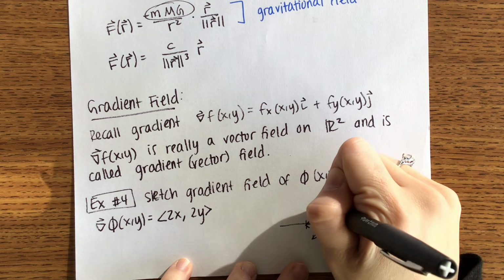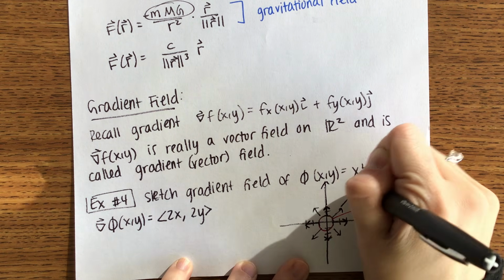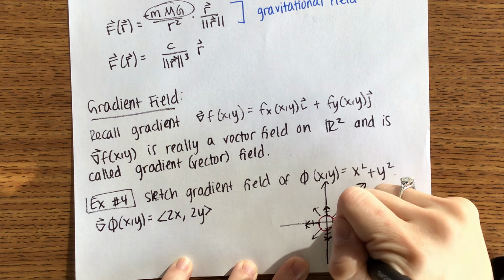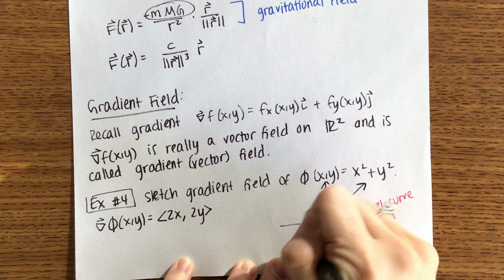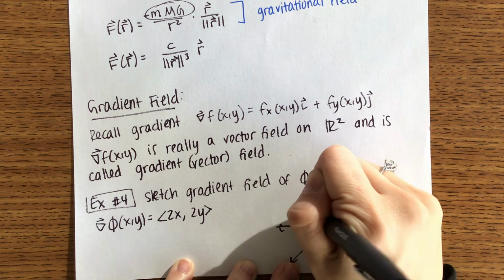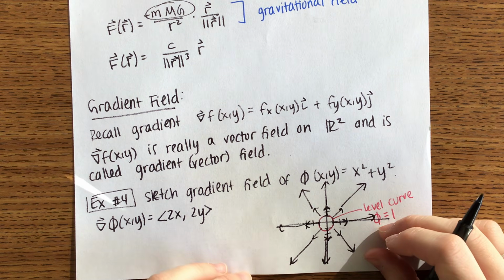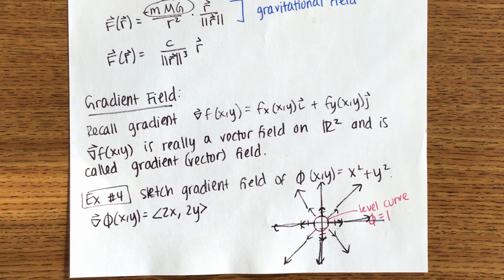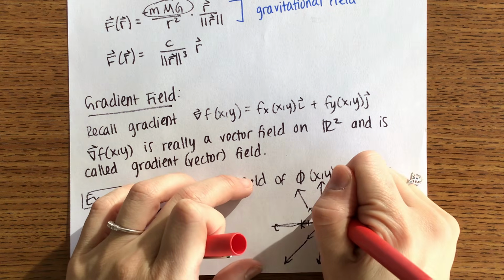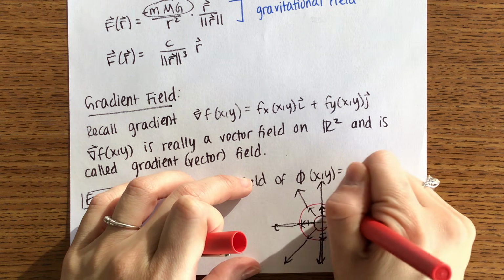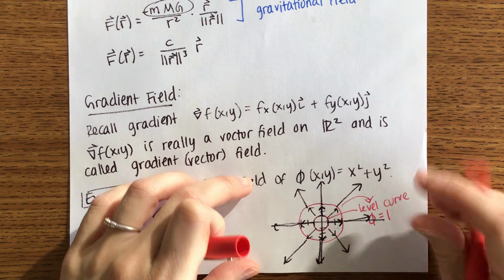So the same thing is going to happen. If you were to start at this point, you would get much longer vectors in the gradient field. Again, those would originate from some circle. And that circle will also be a level curve.